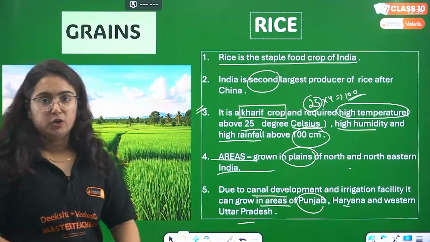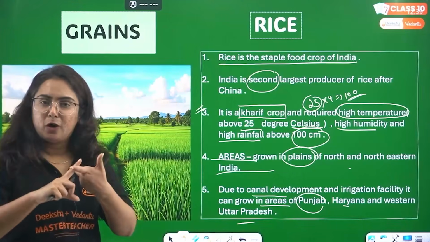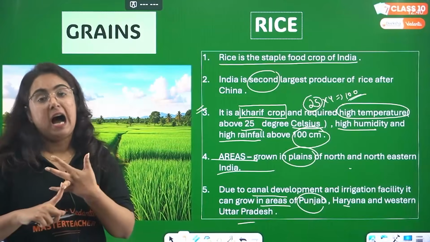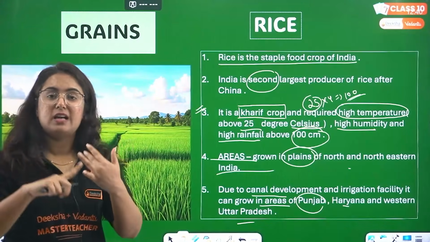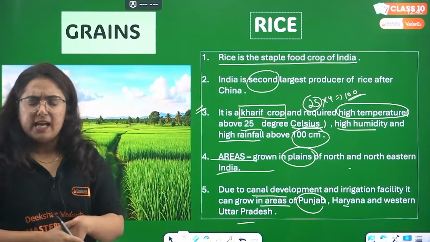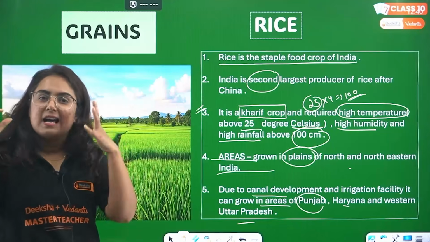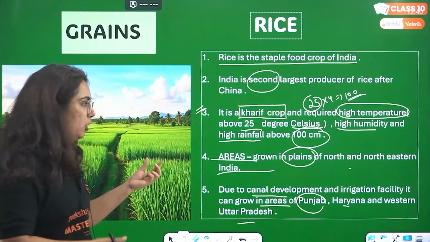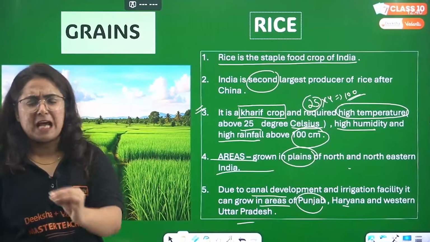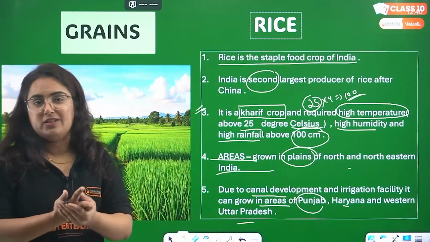Very good. Do you want me to revise? You will not answer, but I will. Rice is the staple food of India. Second largest producer is India. How much temperature? High temperature, that is 25 degrees Celsius, high humidity and high rainfall. How much rainfall? 100 centimeters. Is it a kharif crop? 100 centimeter rainfall obviously makes it a kharif crop. The area grown is north and northeastern India, and because of the development of canals, dams and irrigation facilities, it is grown in Punjab, Haryana and western UP also.